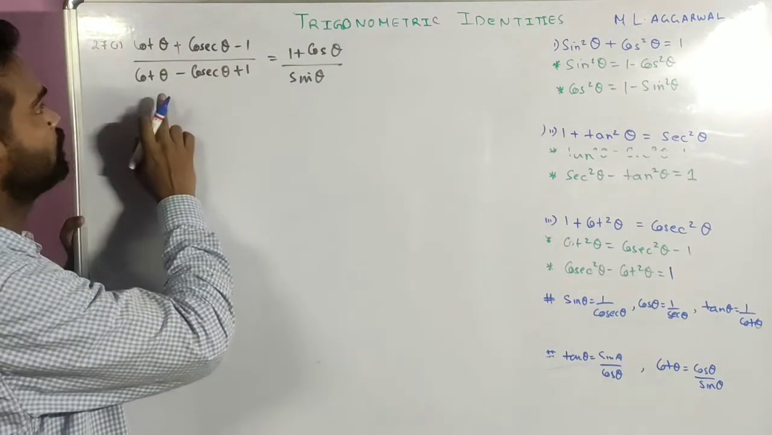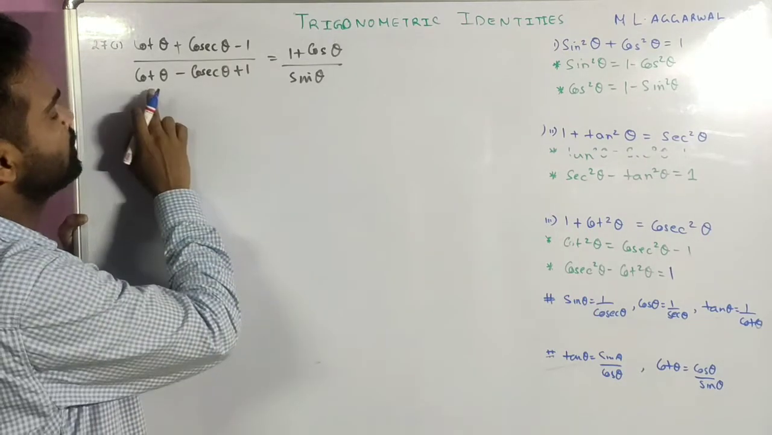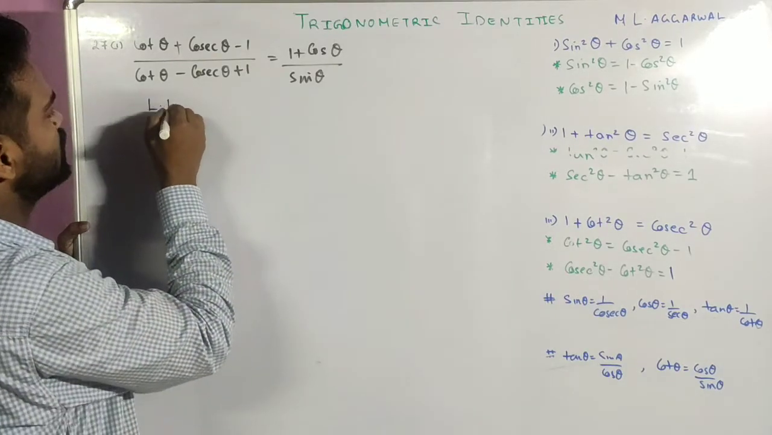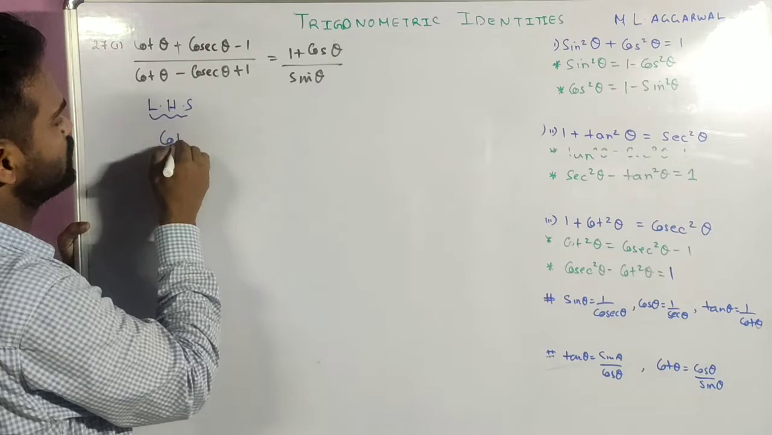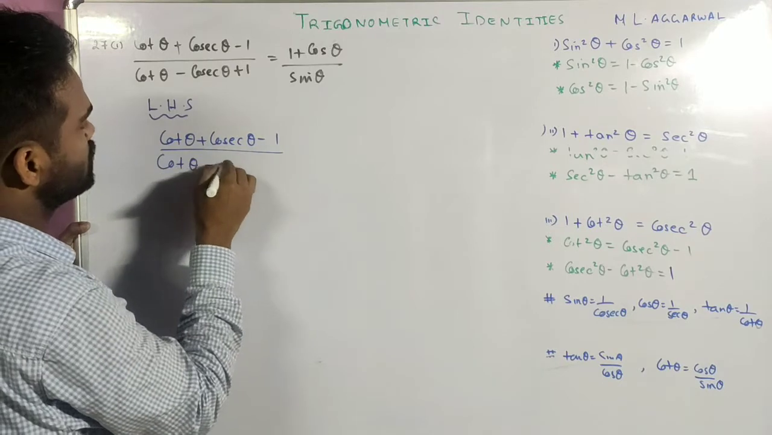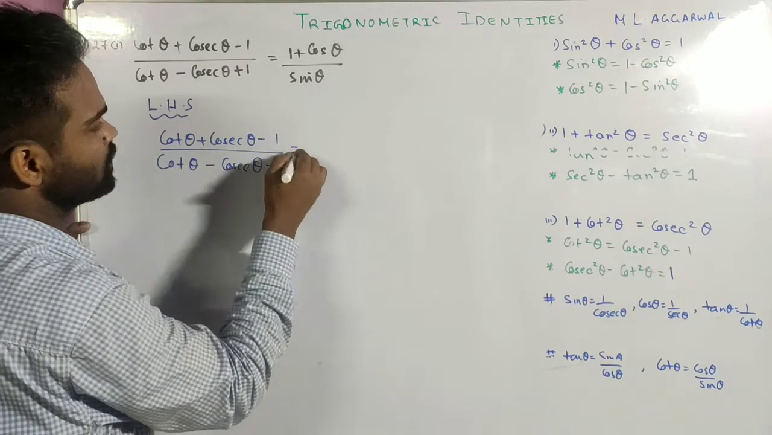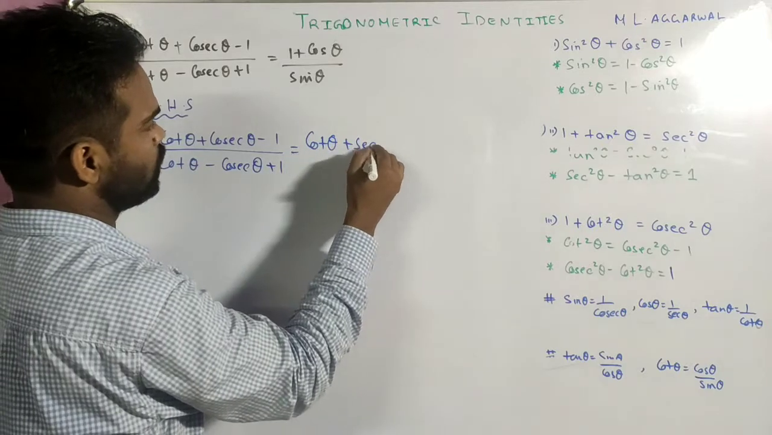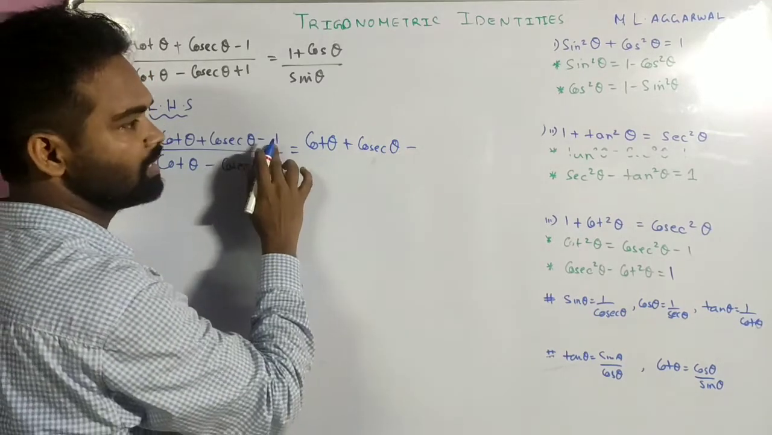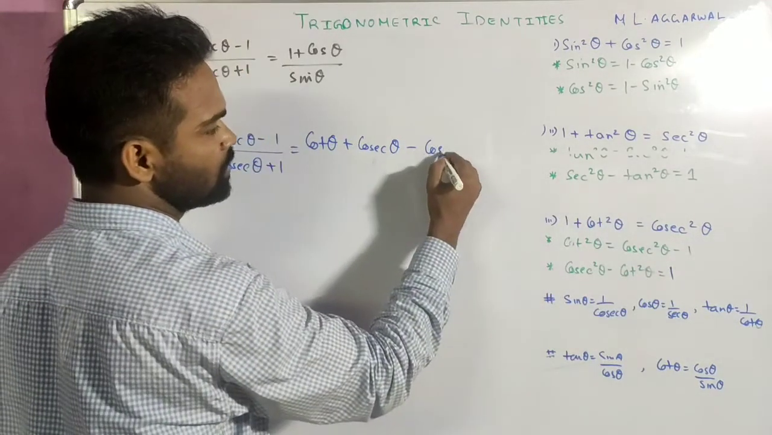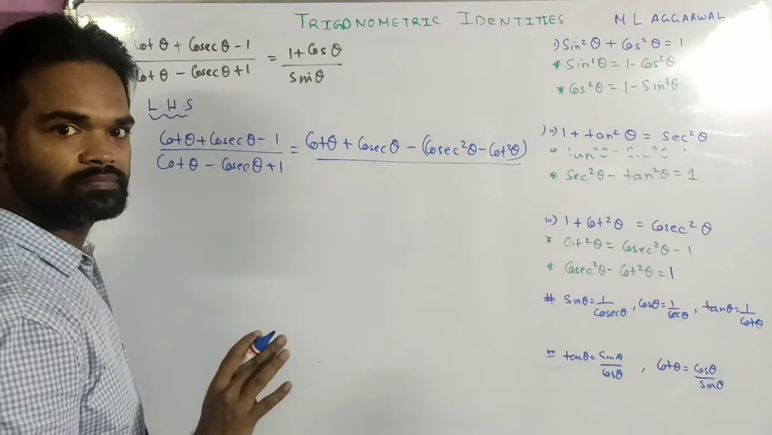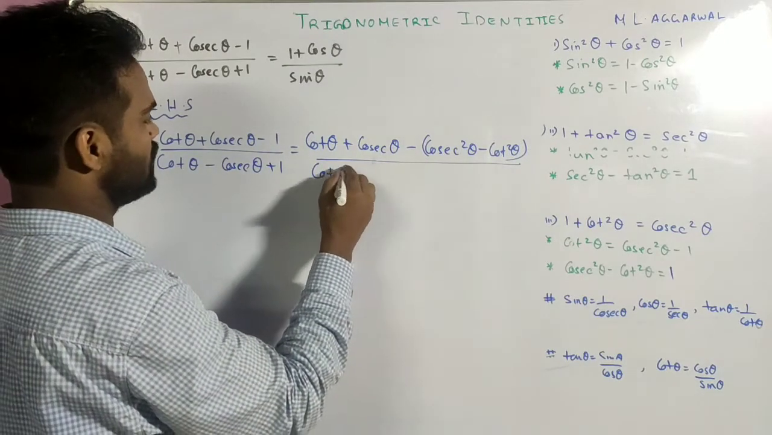Very interesting. 27 part 1. Prove that (cot theta plus cosec theta minus 1) by (cot theta minus cosec theta plus 1) equals (1 plus cos theta) by sin theta. Very easy. Look at left hand side. We have cot theta plus cosec theta minus 1 by cot theta minus cosec theta plus 1. Now look carefully. Cosec theta. Now minus 1. Can I write 1 as cosec square theta minus cot square theta? I can write like this, isn't it? In the denominator as it is.